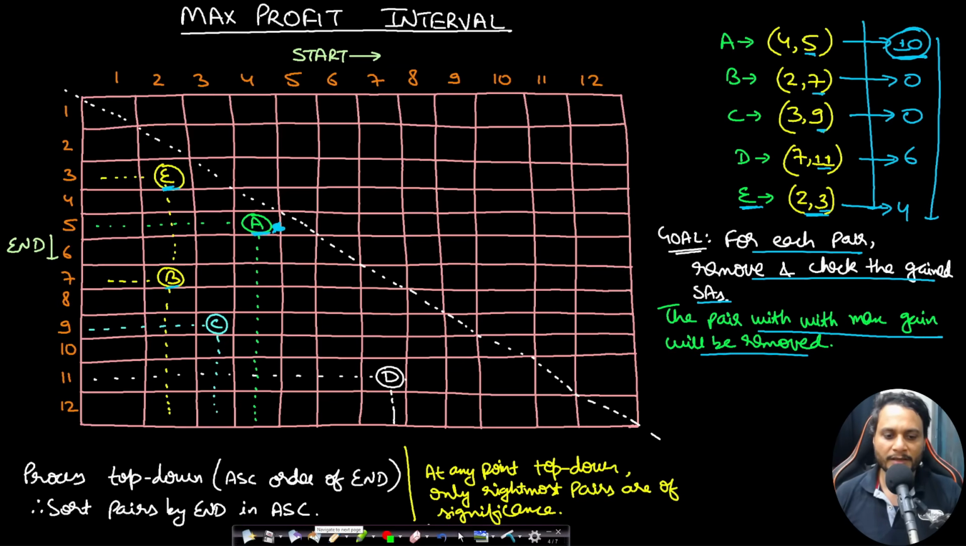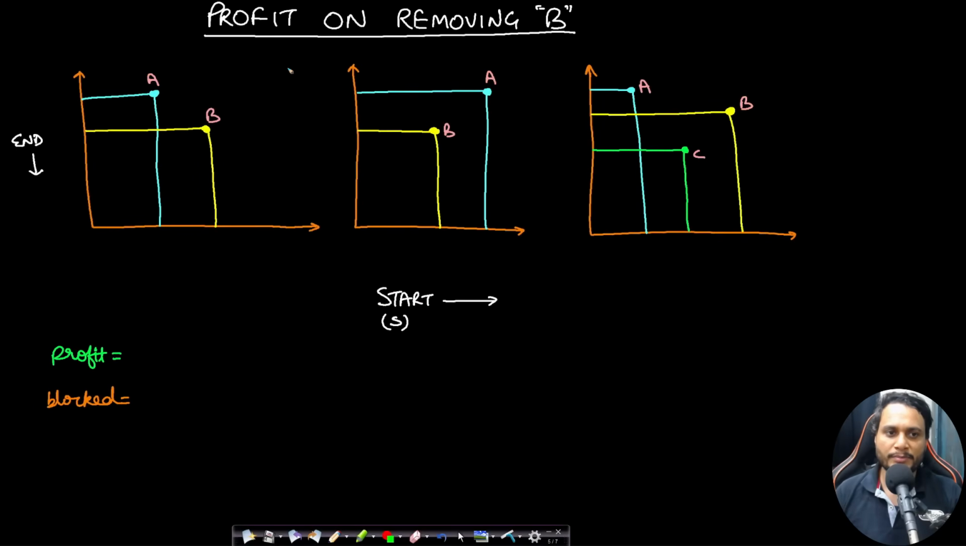Now let's see some cases which will help us implement this into our code. So let's say that I have created 3 different scenarios, and in this case I will be calculating what will be the profit on removing B and how to calculate all these profits. So on removing B, in the first figure, you look what A is covering and what B is covering. If you remove B, then this will be your profit. This will be the gained subarrays.